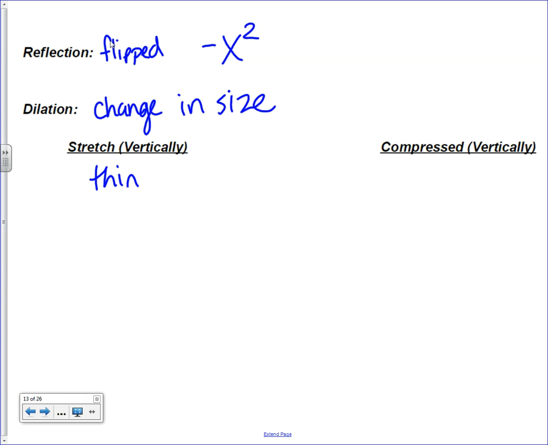Now, how do I do that? Well, in my equation, I'm going to put some number in front of the x squared. And that number either has to be bigger than 1 or it has to be less than -1. And it's going to stretch it out. I'm going to show you what that looks like here.